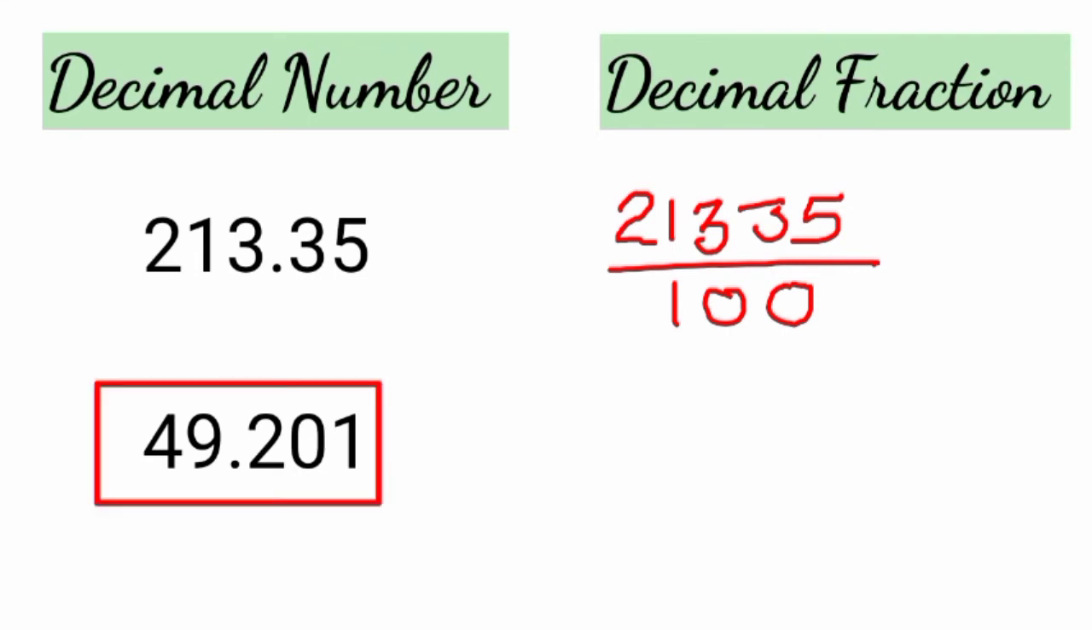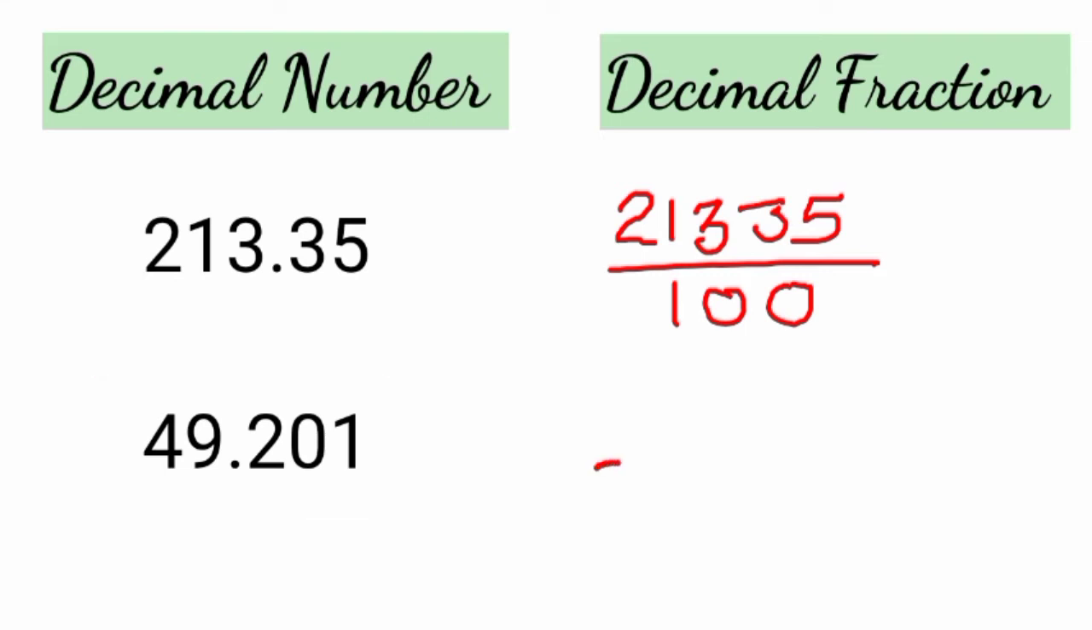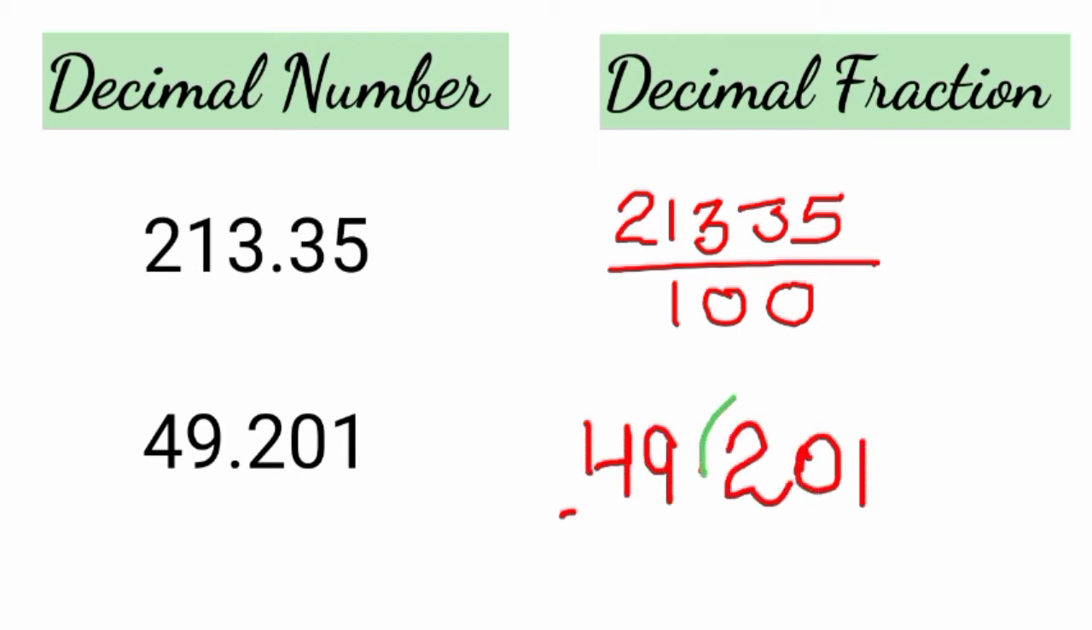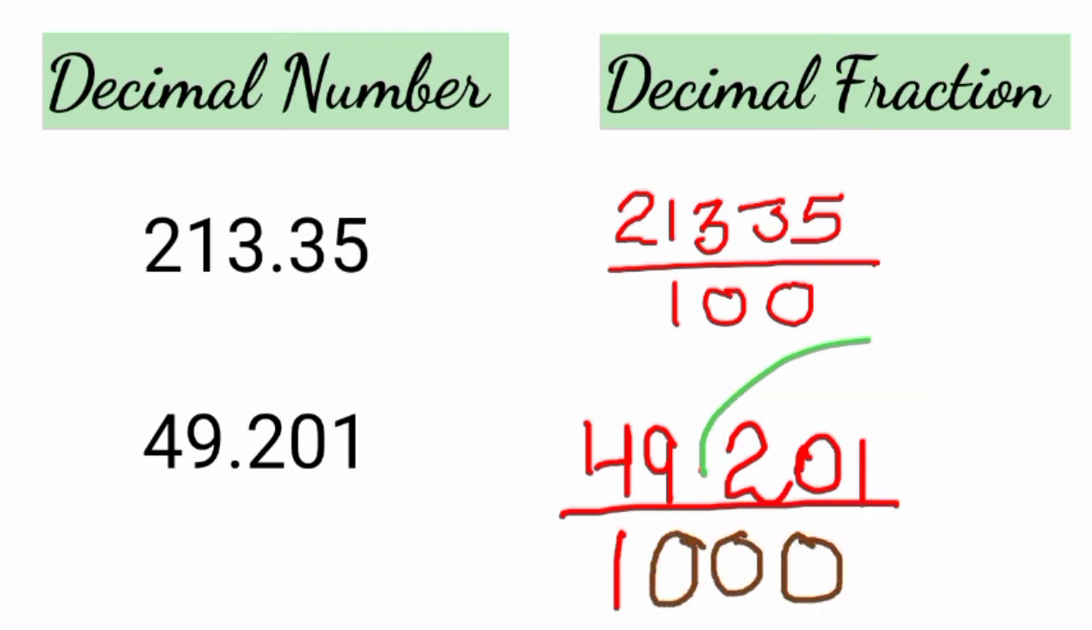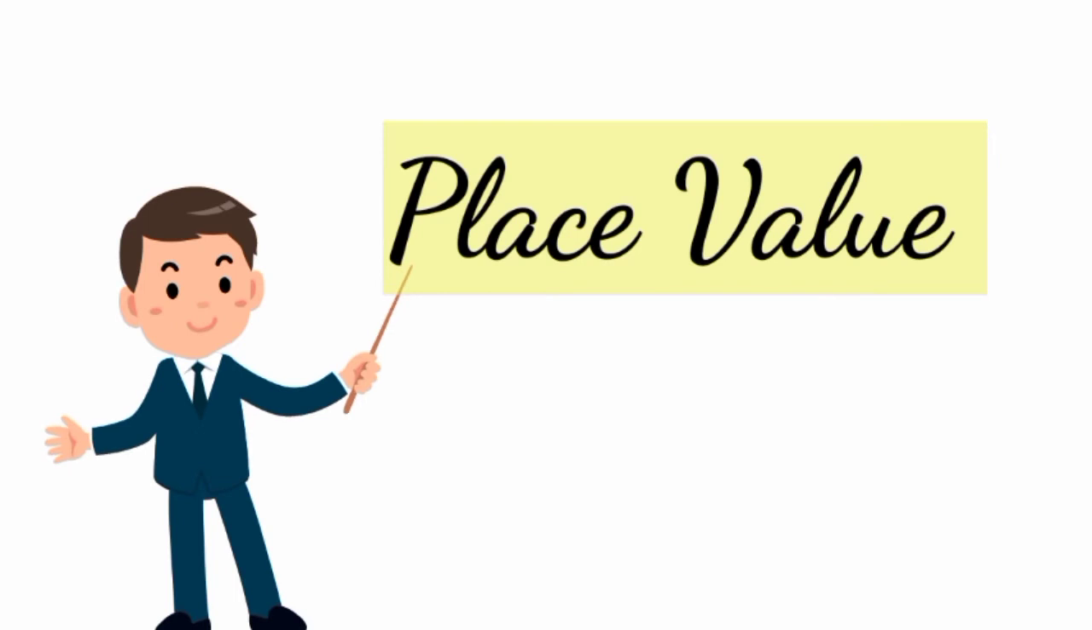Next part is 49.201. You want to convert it into the decimal fraction, right? So firstly, write this number 49.201. Clear? Remove this decimal and put 1 in denominator. After decimal, there are 3 digits. So you will put 3 zeros in denominator. So what it becomes now? This becomes 49,201 upon 1000. Clear?